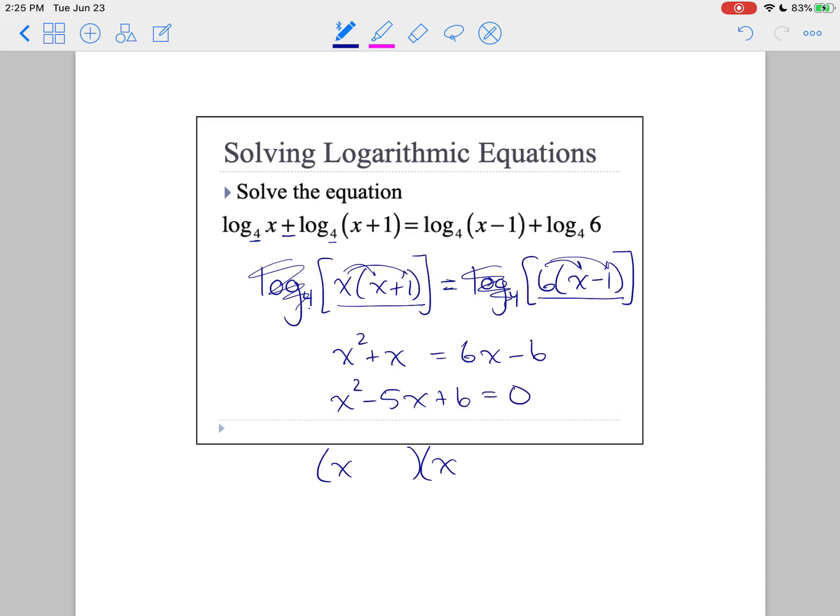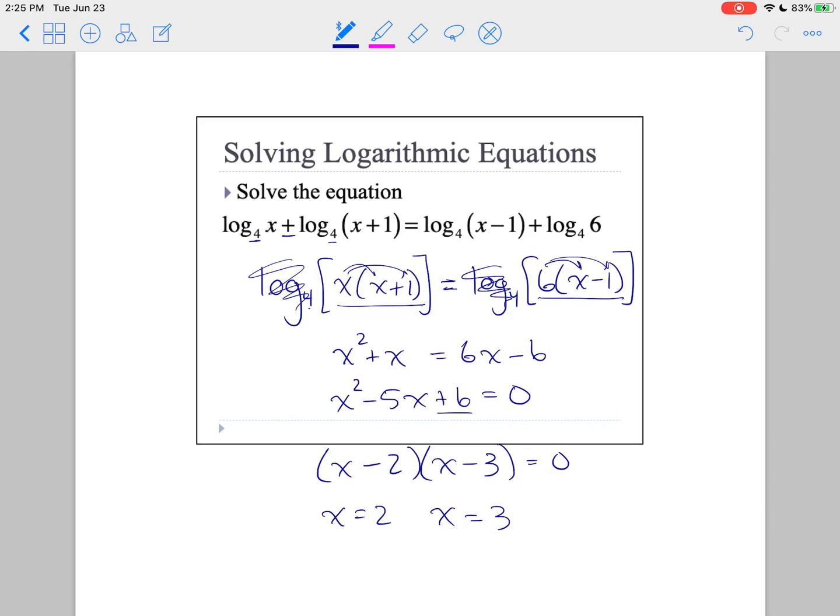X, what multiplies to give me positive 6, but adds to give me negative 5? Negative 2 and negative 3 does the trick. If you were thinking negative 6 and positive 1, that is not going to give you a positive 6 here. It's going to give you a negative 6 there. So it's the negative 2 and the negative 3, which means that x equals 2 and x equals 3.